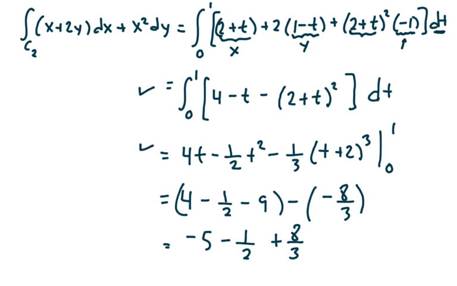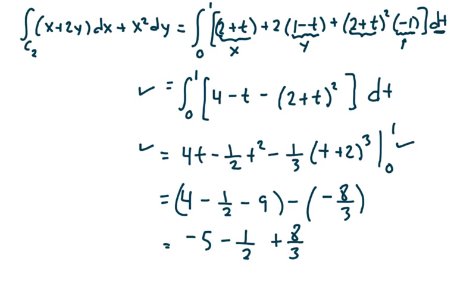So here we get 4t minus 1/2 t squared minus 1/3 times the quantity t plus 2 to the third. And I'm going to evaluate from 0 to 1. Now, I need to replace t with 1, and I need to replace t with 0 and subtract those results. Fundamental theorem, right? So when I replace t with 1, I get 4 minus 1/2 minus 9. When I replace t with 0, the first two terms drop off, and you get negative 8/3.